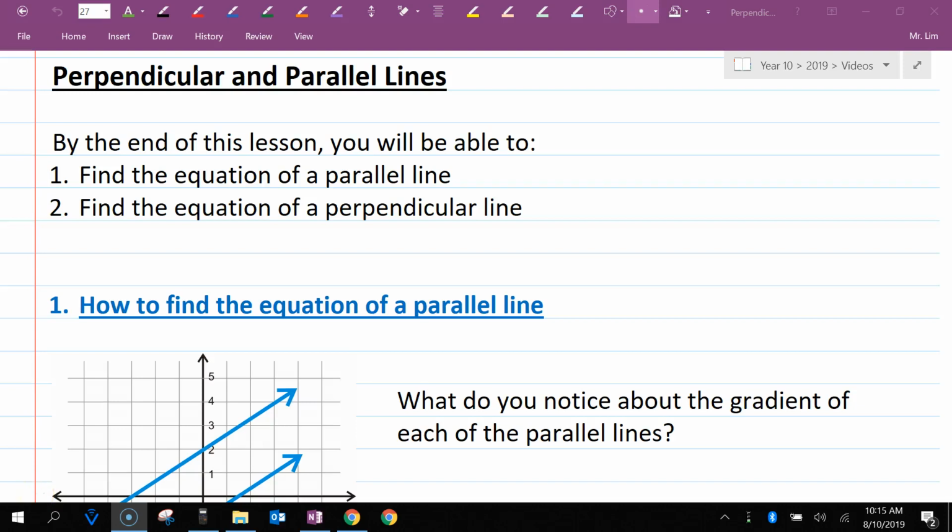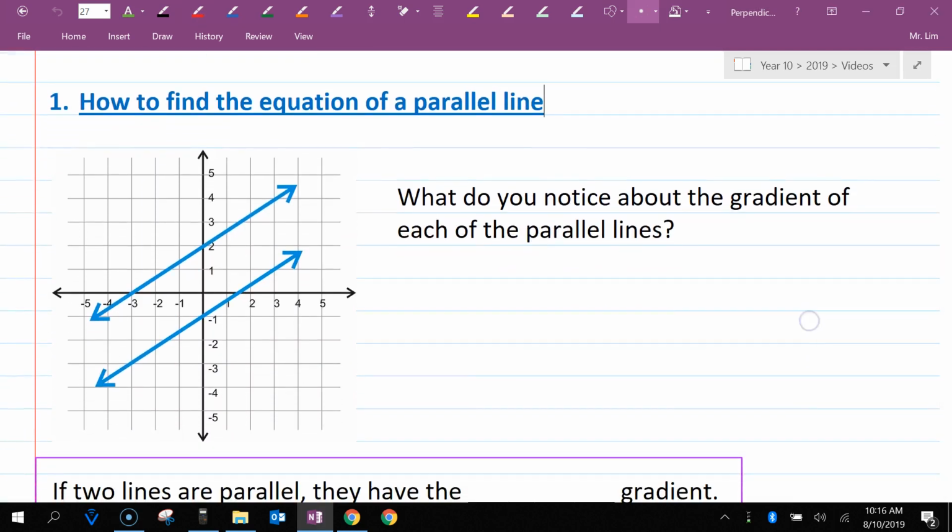It's your teacher Mr. Lim here, and in this video we're going to be looking at perpendicular and parallel lines. By the end of this lesson you'll be able to find the equation of a parallel line and find the equation of a perpendicular line. So let's have a look at the first one: how to find the equation of a parallel line.